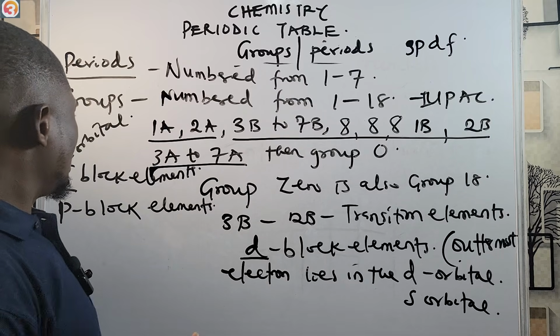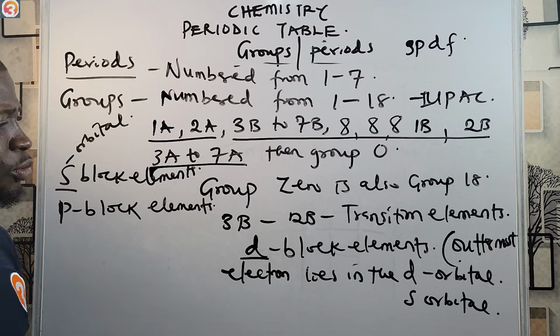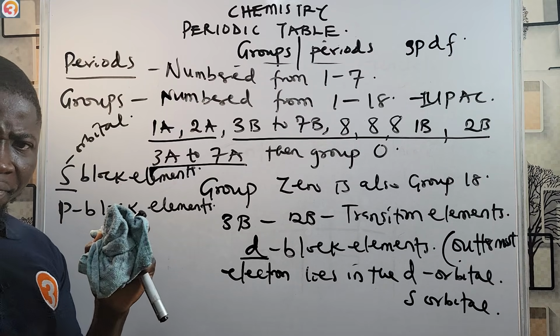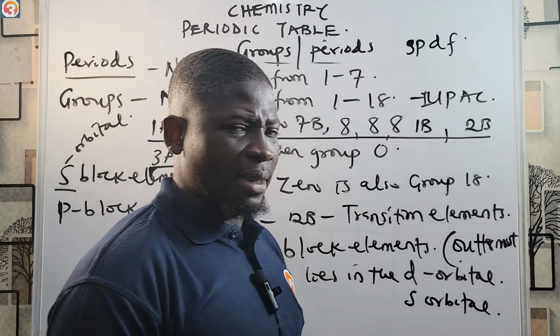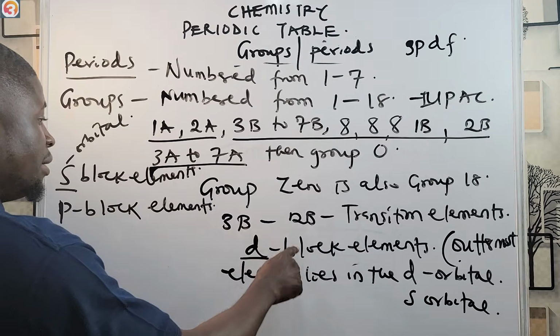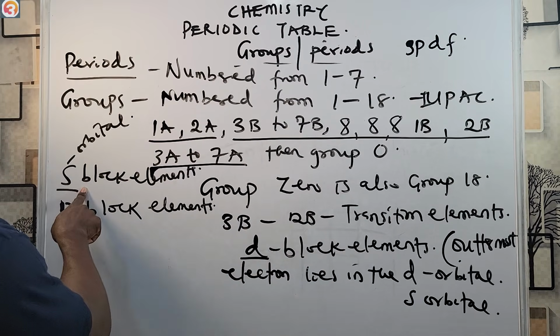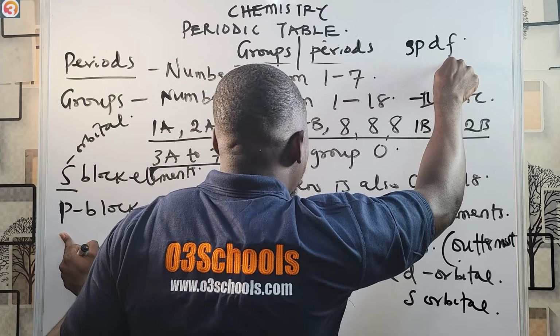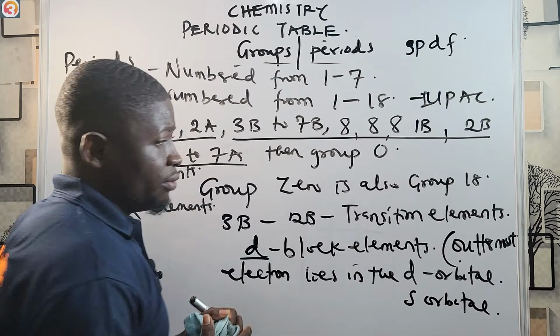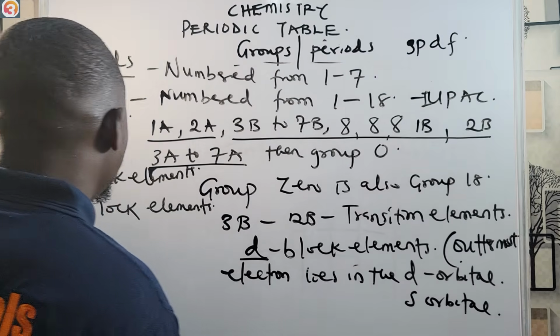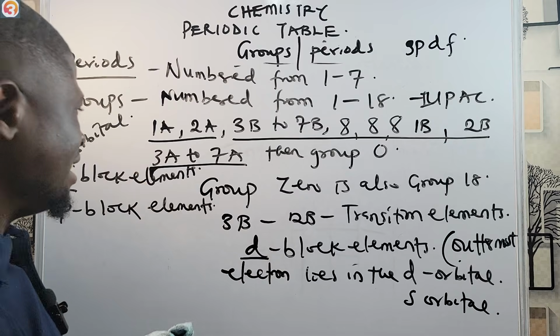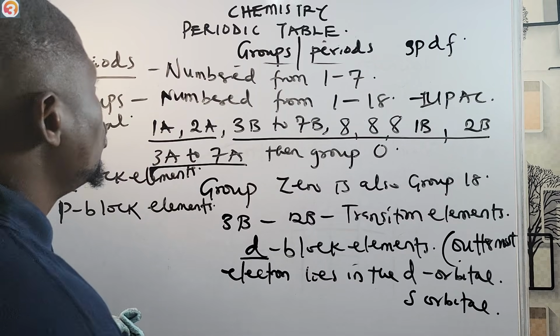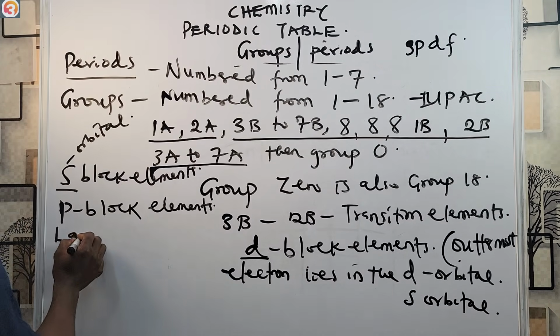Then, of course, after knowing that, the next thing to know is the F block elements. I've talked about the S, the P, and the D block. There's one orbital I have not talked about, which is the F block element. Now, the F block elements are divided into two. We have the lanthanide series.